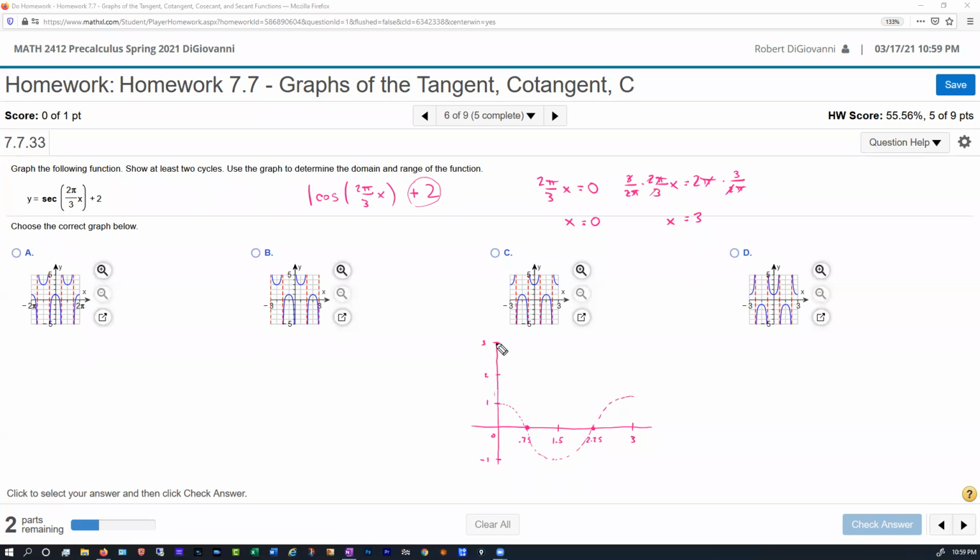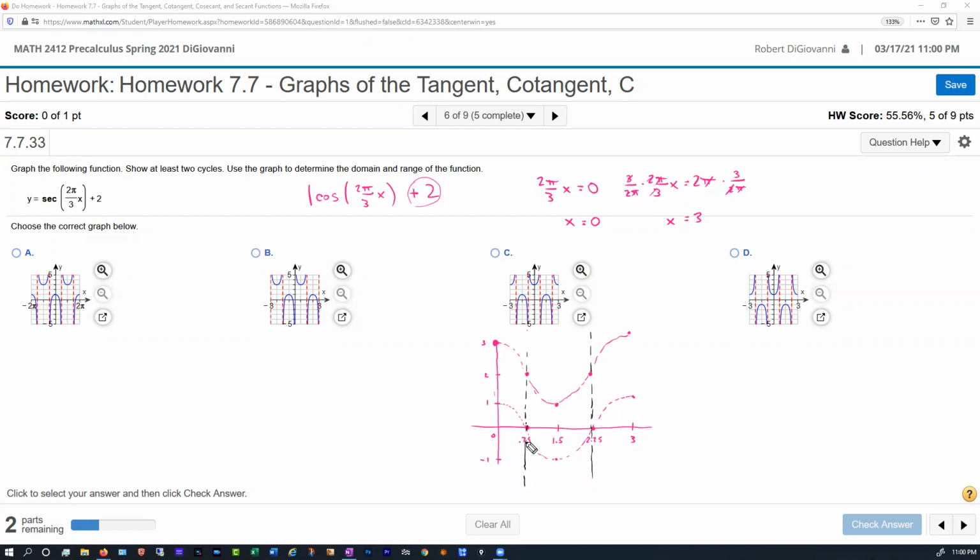So that point moves up to here. This point moves up 2 to here. This point that was here moves up 2, which puts it here. This point moves up 2, which moves it here. And this point moves up 2, which puts it there. And then I can draw like this. And then our verticals would have come into play right here through those x-intercepts, like that.